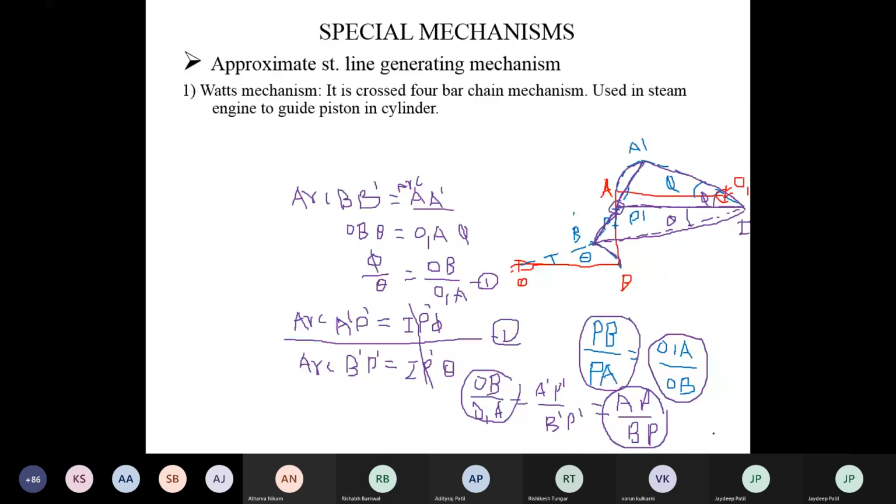ऐसा नहीं कि यहाँ पे ये दिया है तो ये लिखना है वहाँ पे. You have to write down anything. Otherwise you have to write down alpha beta.